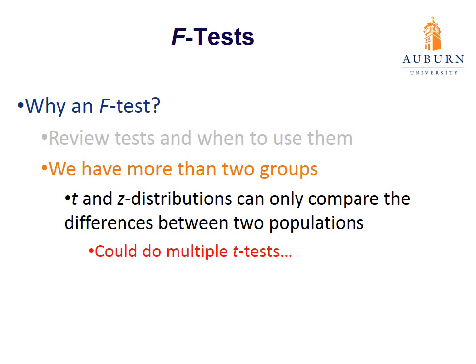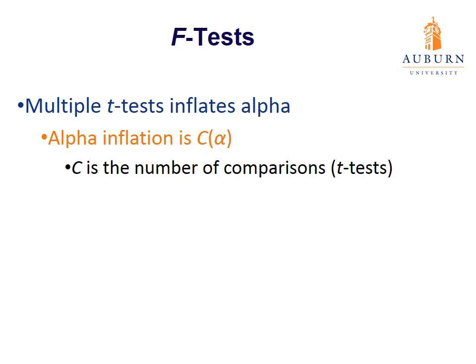So if we had more than 2 groups, we could do what we call multiple t-tests, and so we can compare 2 groups at a time. So if I had 3 groups, I could compare group 1 and group 2, then compare group 2 and group 3, and then compare group 1 and group 3, and do multiple t-tests. However, if we do that, there's a problem. And that problem is what is called alpha inflation.